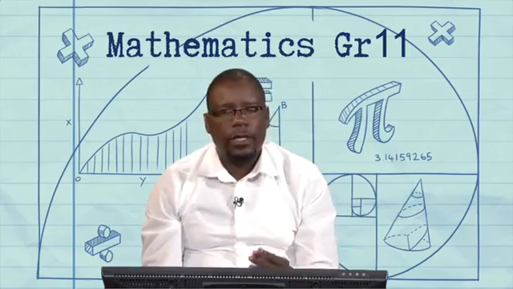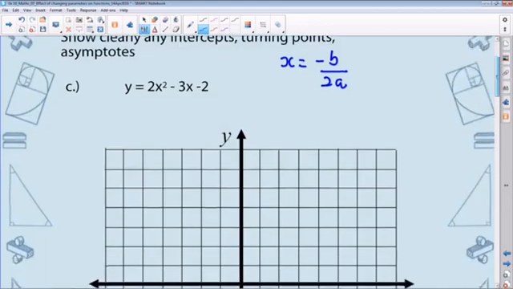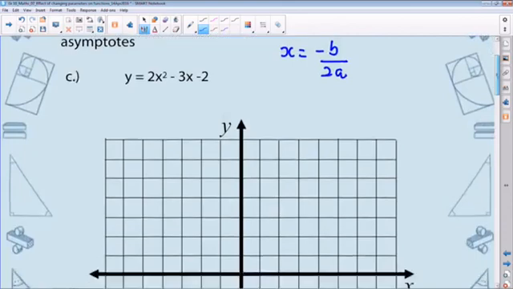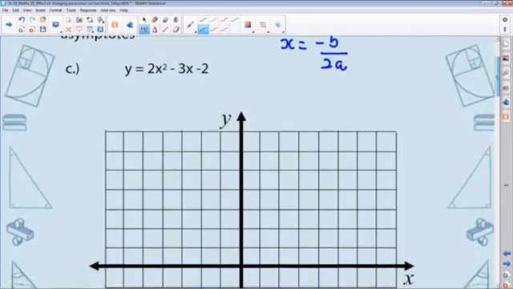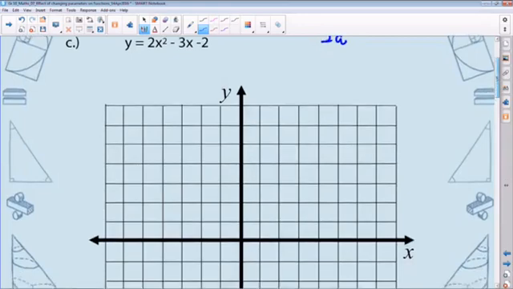You make x 0. Your turning point in grade 11, remember, you have x equals minus b over 2a, all right? So that is minus b over 2a, the x value of the turning point for a parabola. And then what do you do next? You take the x value and substitute it back into the original graph or equation, right? Now, let us start. You've got y equals 2x squared minus 3x minus 2, okay?